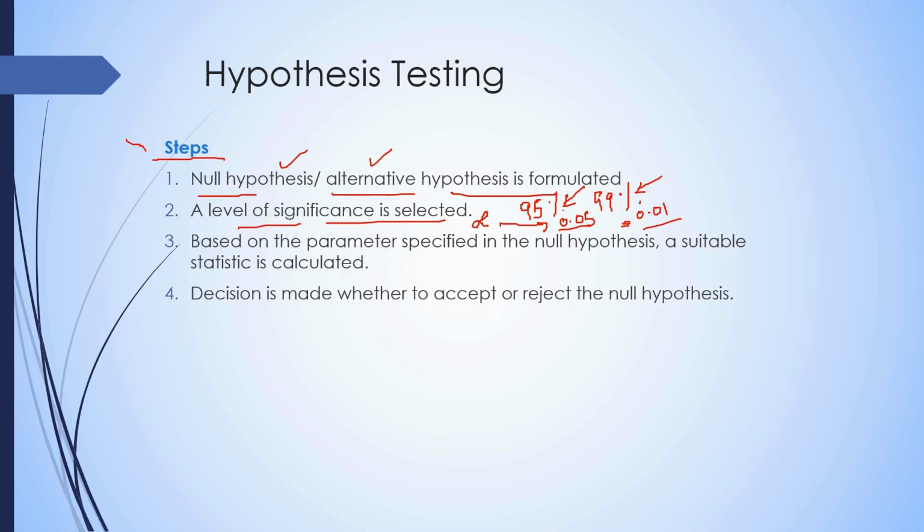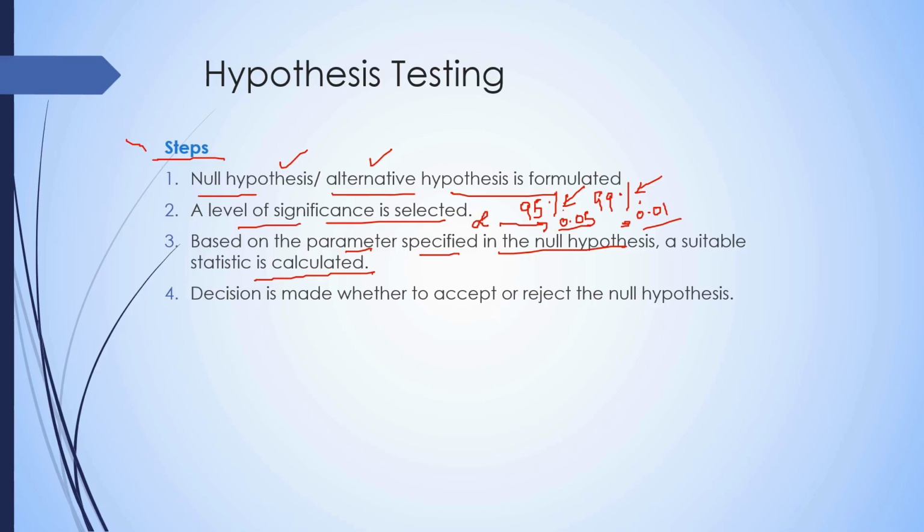Okay, so third step, based on the parameters specified in the null hypothesis, a suitable statistic is calculated. You decide what kind of a test you want to do. Do you want to calculate an ANOVA? Do you want to calculate a chi-square? Do you want to do a Mann-Whitney or a t-test? You decide the statistic that you want to calculate based on the parameter.